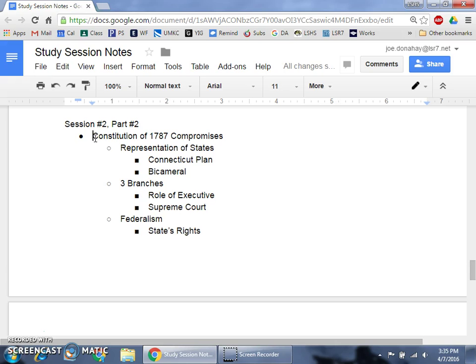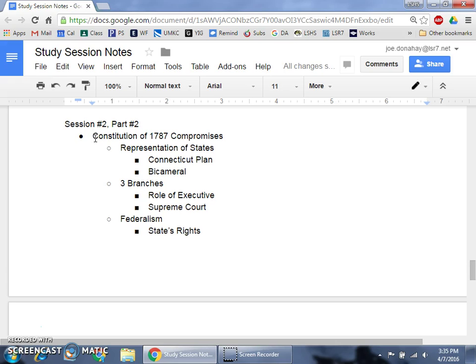So on the representation of states, if you'll recall, initially under the Articles there's a heavy emphasis on statehood. Each state is represented equally. Tiny Rhode Island, and back then tiny Georgia, are represented equally with much larger states such as New York, Massachusetts, and especially Virginia, regardless of their population. That was the status quo, so any change to that had to be approved by each of those states. In the end, they all have to agree to it to join the Union.